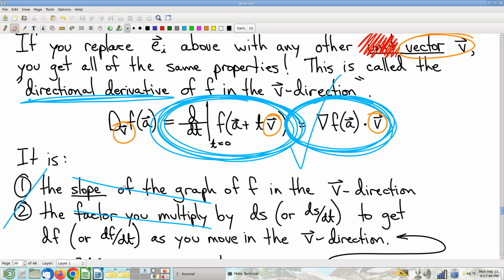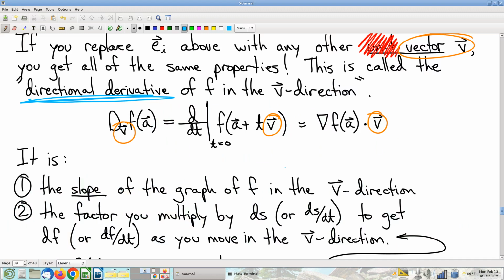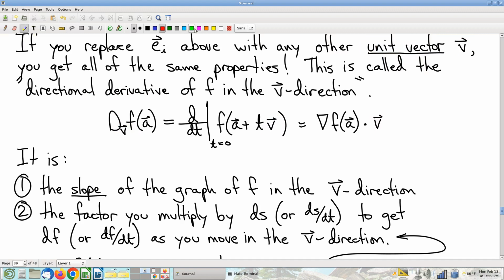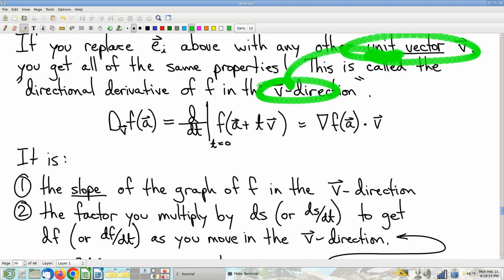Now, all of that said, in Math 219, which is your immediate concern, unit vectors only. That's the book's convention, and I'm going to therefore make it the course's convention as well. In this course, the term directional derivative means that the vector in question must be a unit vector.